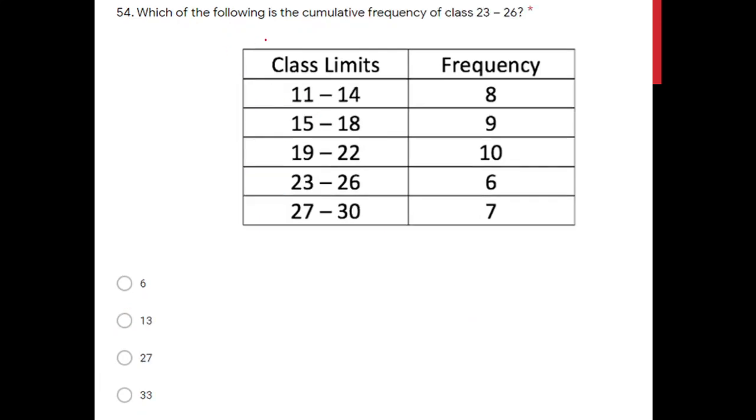Therefore, our class width would be 4. Next, which of the following is the cumulative frequency of the class 23 to 26? So we're talking about this one. Now, cumulative frequency is simply the sum of your frequencies from here until 23 to 26. So all you need to do is add them together. So you have 8 plus 9, 17, plus 10, you have 27, plus 6, you have 33. Cumulative meaning all you need to do is add the frequency from the lowest until here.